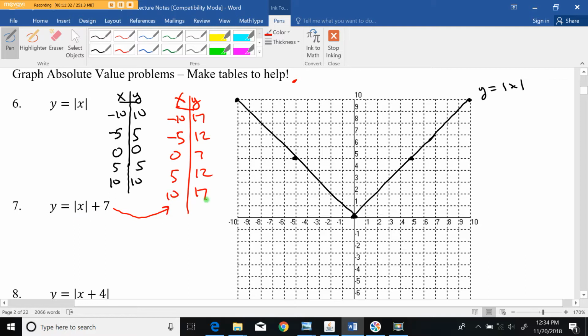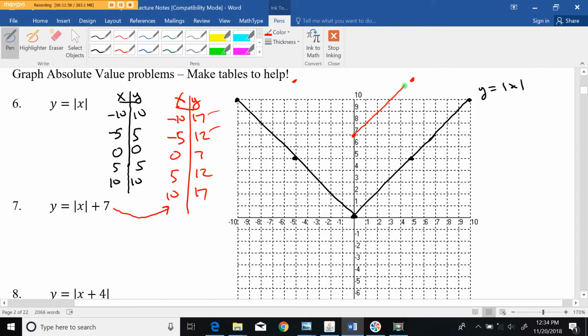All right, let's start plotting some of these points and see what we got. This one we already said is off the screen. We already got that one. Let's see, 0, 7, 5, 12. Again, that's almost off the screen there. And this one's way off, but hopefully you can see what happened. The plus 7 here took every one of these points and raised it up 7 units.